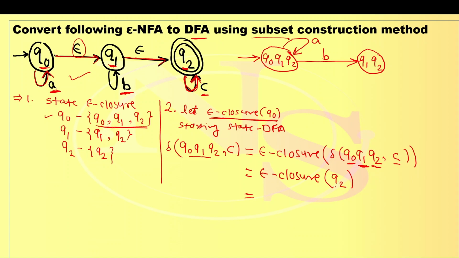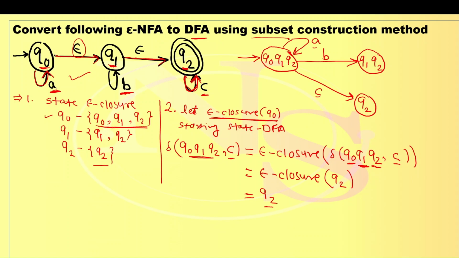Then epsilon closure of Q2. What is it? It's Q2 itself. So we can write here Q2. It means Q0, Q1, Q2 on reading symbol C is going to new subset or new state Q2. So write it down here Q2, for symbol C. This way, for the starting state Q0, Q1, Q2, we got transitions for A, then B, and then C.